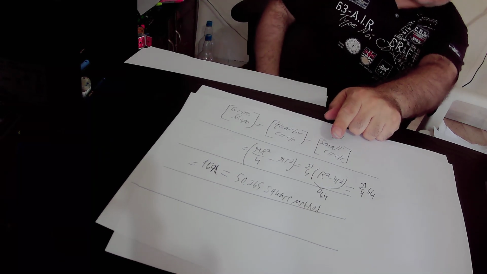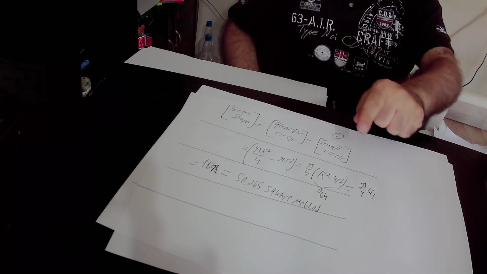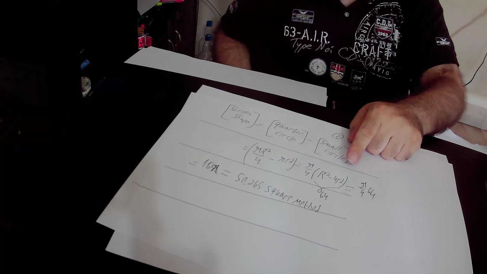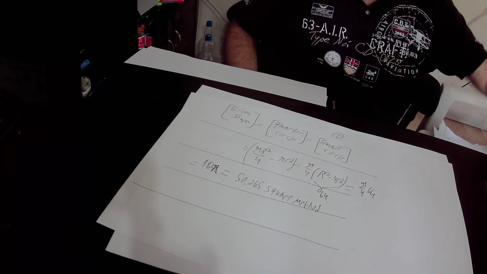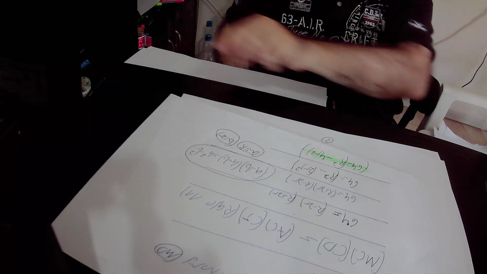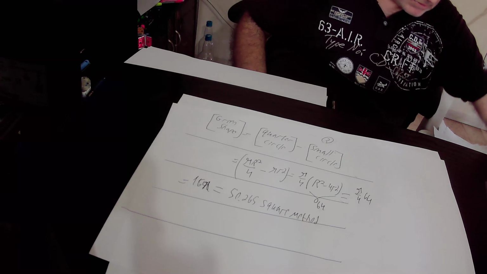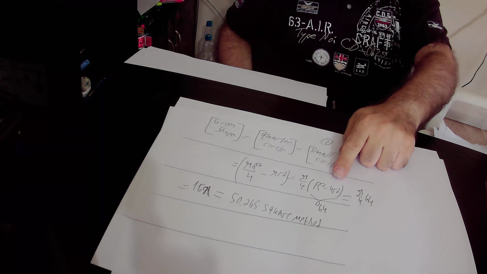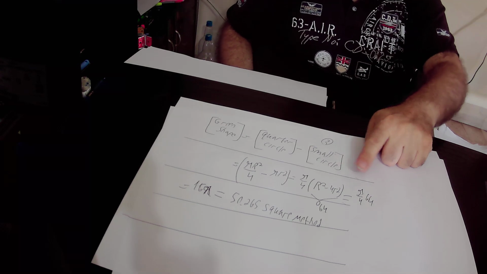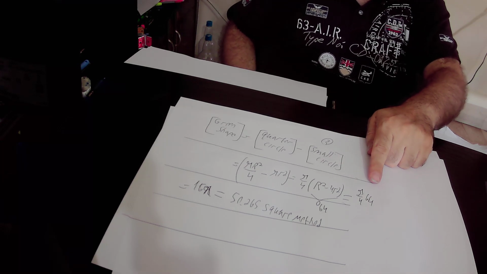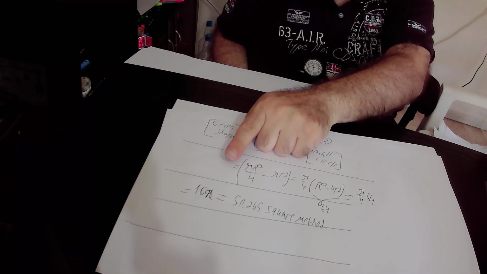We took pi over 4 as a common factor out of those two expressions, so inside the brackets we are left with only capital R squared minus 4R squared. But we just found out that capital R squared minus 4R squared equals 64, so we can substitute it by 64. In total this expression equals pi over 4 times 64. 64 over 4 is 16, so in total this expression equals 16 pi.